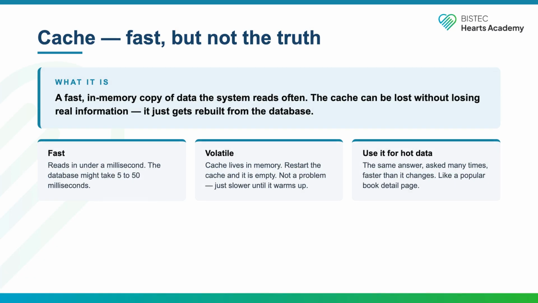A cache is fast, but it is not the truth. A cache is an in-memory store. It holds copies of data that the system reads often so that the database does not have to be hit for every read. 2 important properties: fast. Reads from a cache happen in less than a millisecond. Reads from a database might take 5 to 50 milliseconds.